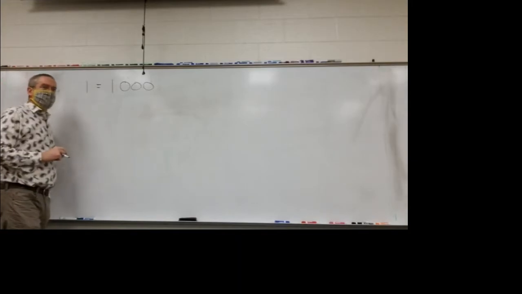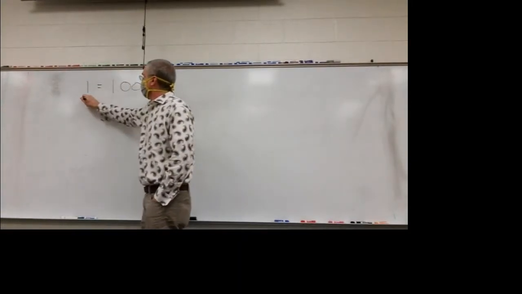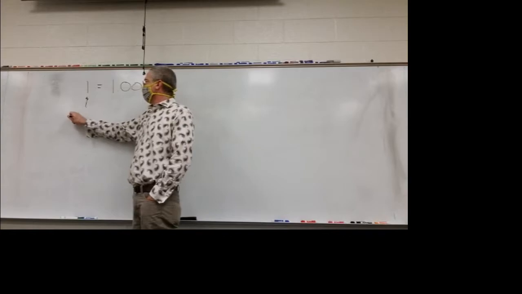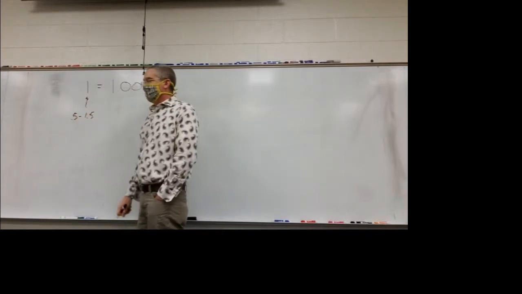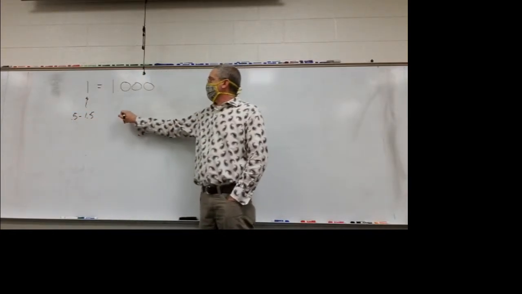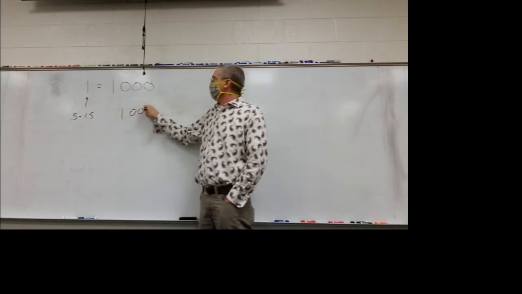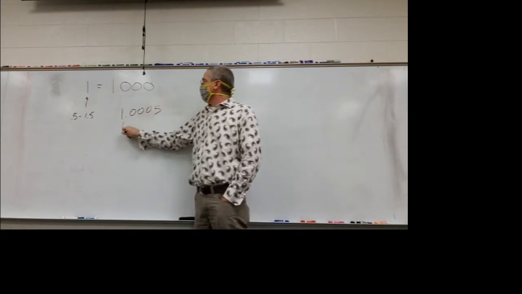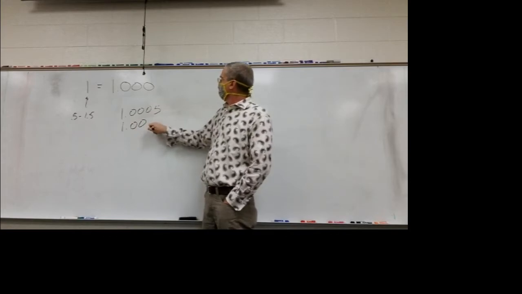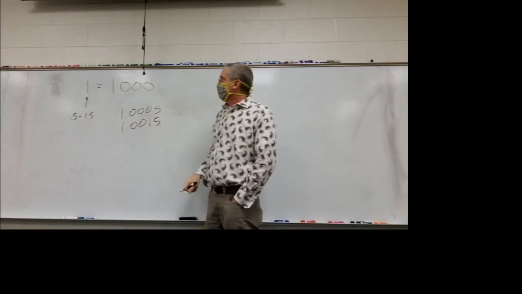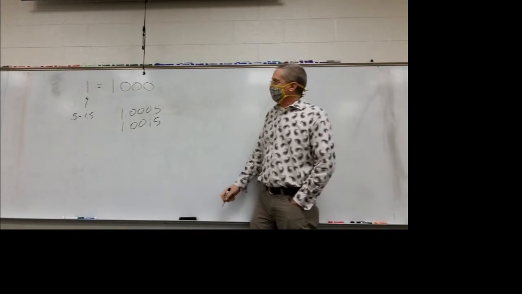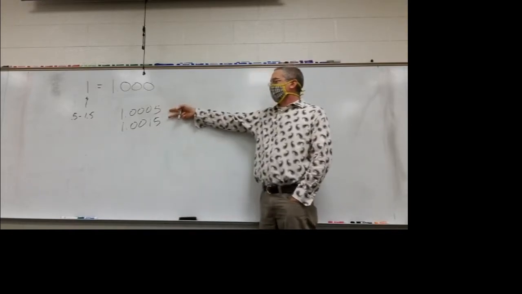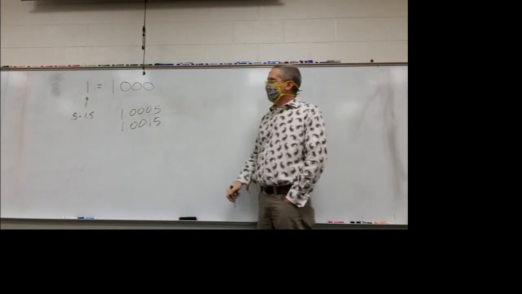The difference between these two numbers is that this is rounded off to the nearest one. This represents some number from 0.5 to 1.5. This number represents some number from 1.0005 to 1.0015. Significant figures tells you how precise the answer actually is.